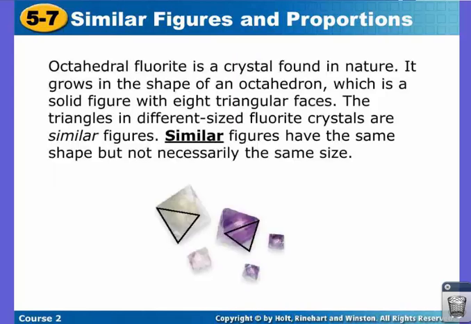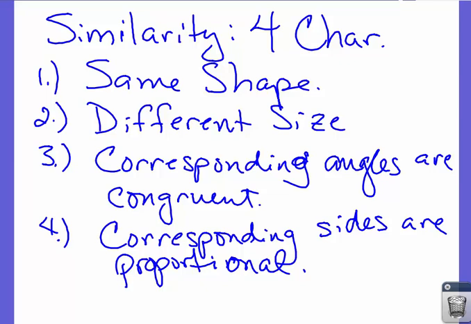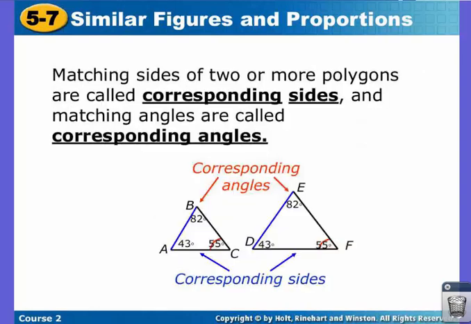So if we were to look at this one, it's talking about octahedral fluorite. It says octahedral fluorite is a crystal found in nature. It grows in the shape of an octahedron, which is a solid figure with 8 triangular faces. The triangles in different sized fluorite crystals are similar figures. Similar figures have the same shape, but not necessarily the same size. And that's one of the first two critical attributes that we discussed: same shape, different size. And that's what we need to understand about similar figures. One other thing that we need to know about is corresponding parts.